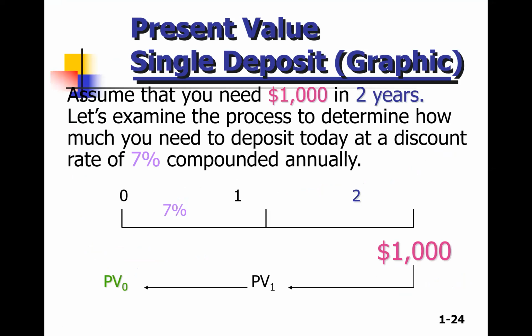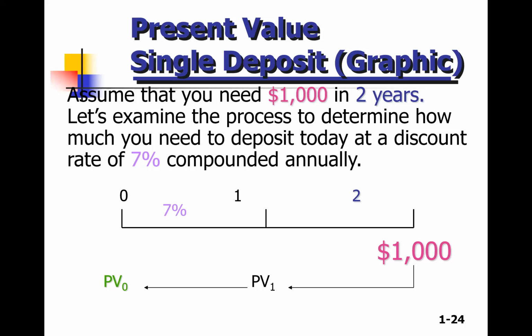Now we need to understand the present value. For example, you need 1,000 after 2 years, but you have some money today. You went to the bank and you asked them that I have some money, but I need 1,000 in 2 years. So how much amount do I need to deposit in your bank to get 1,000 after 2 years?